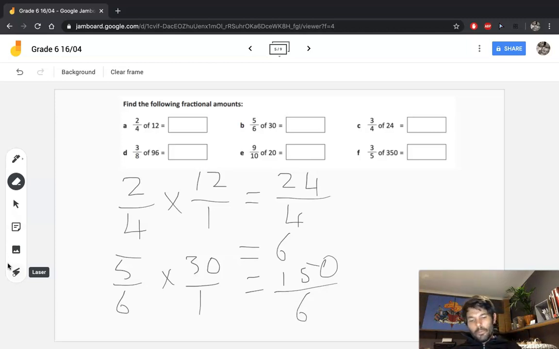Let me just make some space. 3 goes into 150 50 times, and 3 goes into 6 twice. All right, and then I can go 50 divided by 2, and we know that 50 divided by 2 is 25. Okay, so you can do the 2-step simplification as well, and that's going to get you to exactly the same answer. Right, C's answer, 3/4 of 24. Okay, so if you just let me clear some space.